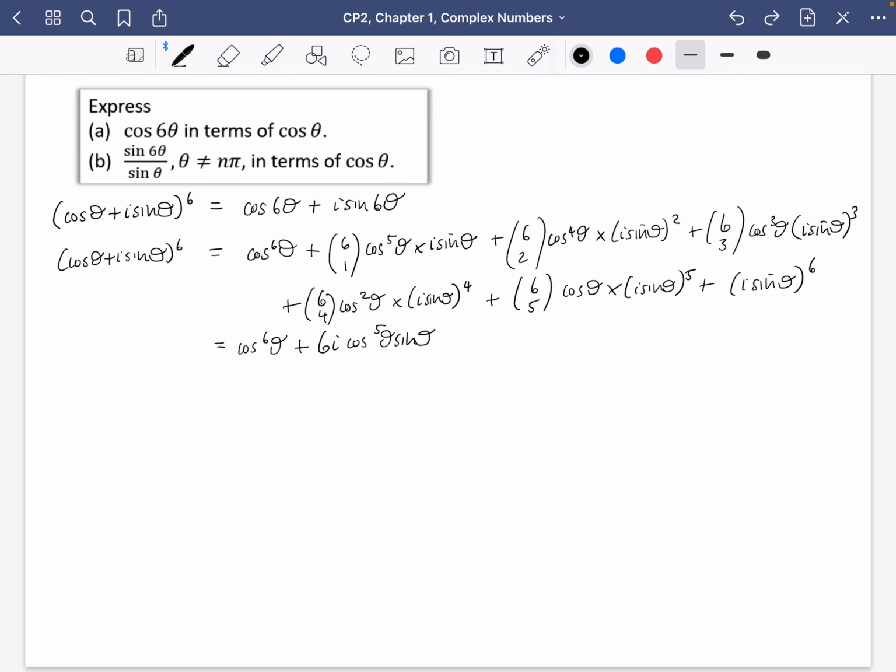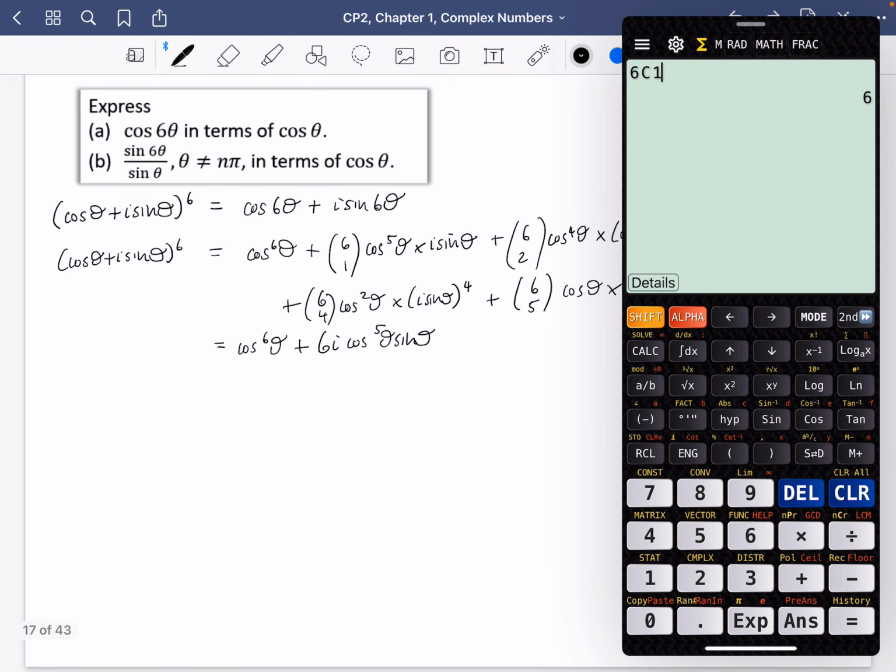Now my next one is 6 choose 2. I'll tell you what, why don't I just come up with all of those coefficients for a second. So it goes 1, 6, let's do 6 choose 2, which is 15, 6 choose 3 is 20, 6 choose 4 is 15, which means 6 choose 5 is 6, and then the last one is 1. So these are our binomial coefficients, okay?